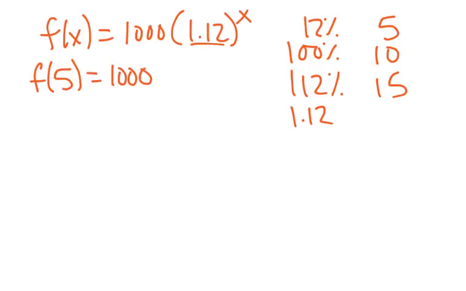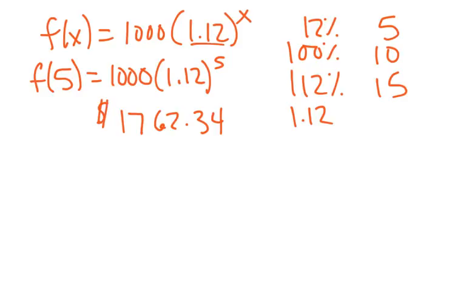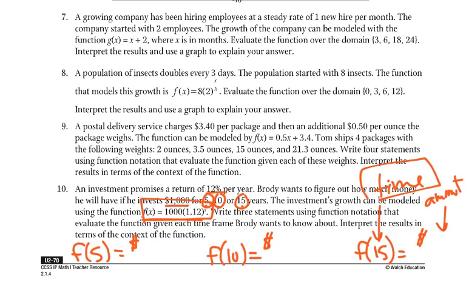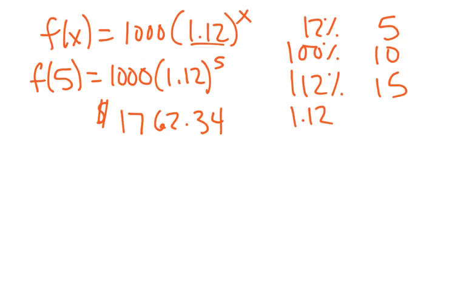So we put 5 in, and we're going to evaluate. The x becomes 5. Once again, I'll use my calculator. 1.12 to the 5th equals 1.76234163. I'm just going to leave that in the calculator and then multiply by 1,000. So we'd get 1,762.34. Since we're dealing with money, we round to the nearest hundredth.